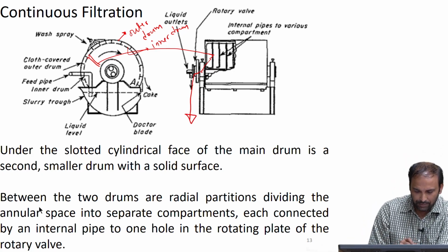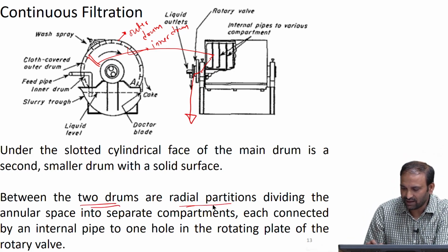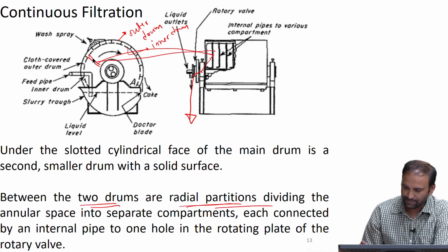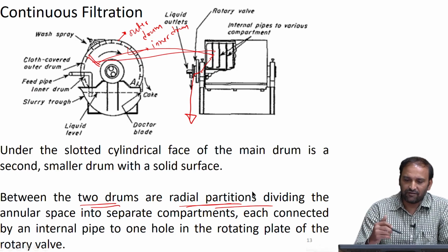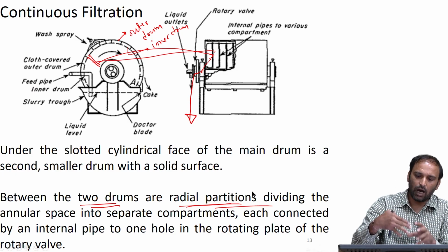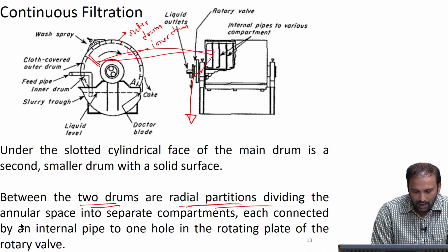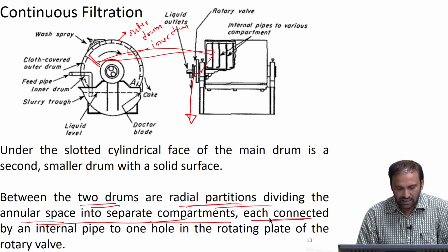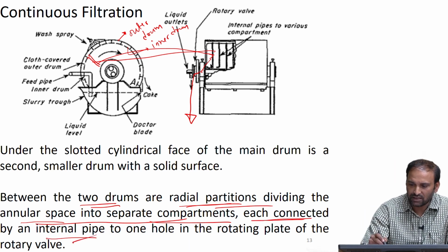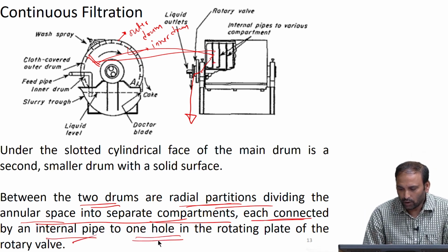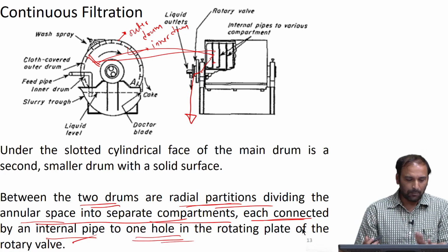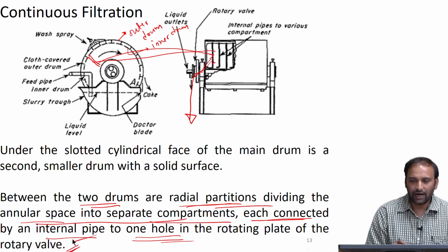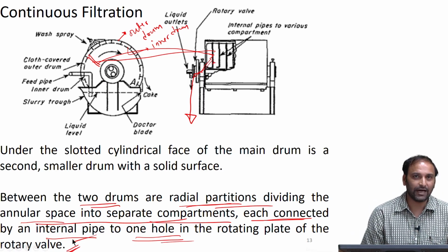Between the two drums there are these radial partitions that I was talking about, and they divide the space between the outer and the inner drum into separate annular compartments. Each of these is connected through an internal pipe, that is these pipes, to one hole in the rotating plate. So, all these are connected to the rotary valve, and from there the fluid is taken out.